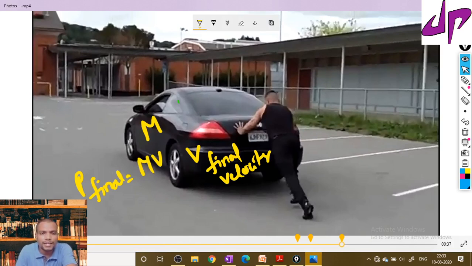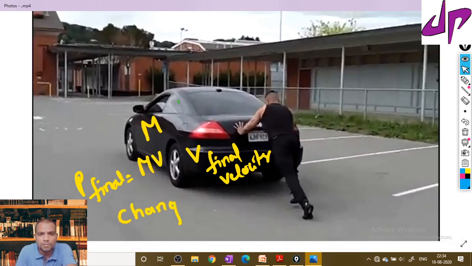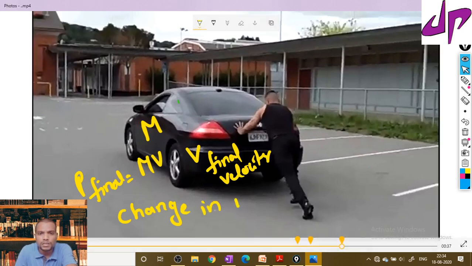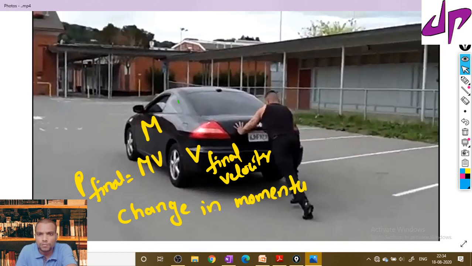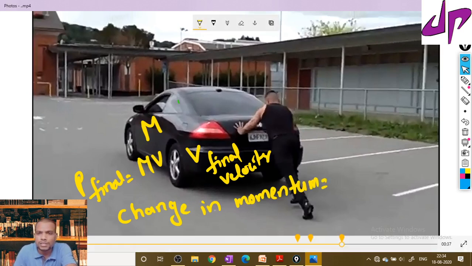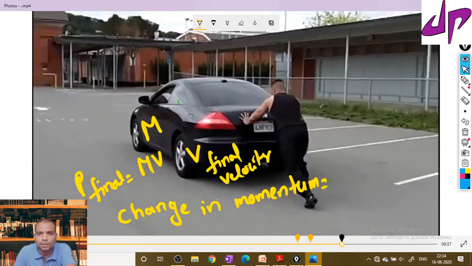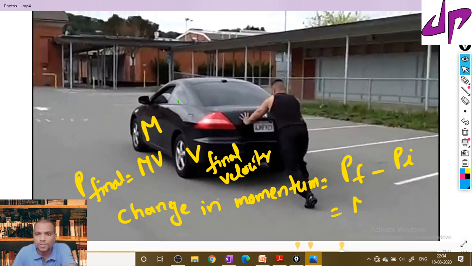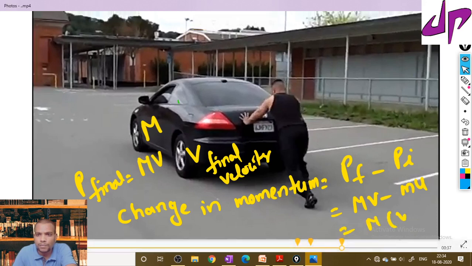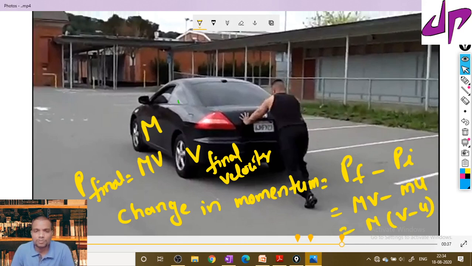Now, in this case, we can write the change in momentum. The initial momentum is mu and the final momentum is mv. So the change in momentum is momentum final minus momentum initial. If we subtract, mv minus mu, it equals m of v minus u. So that gives us the change in momentum.